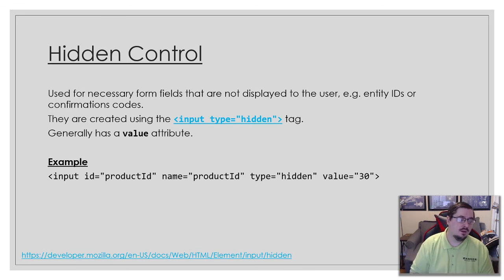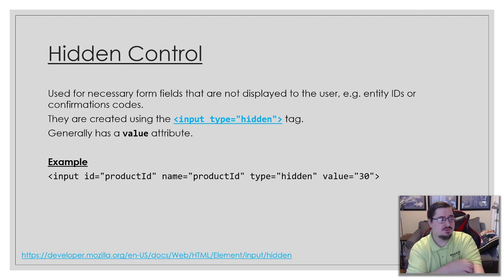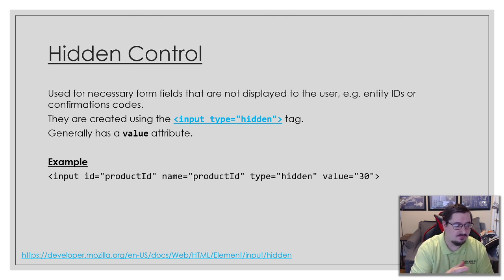Okay. Another really common input type that we'll use are hidden inputs. A lot of times there's values that we need to send the server with our form, but we don't want the user to see. We don't want the user to enter them. We want them to just be hidden as part of the form. So a lot of times those are things like entity IDs, the ID of a thing in our database, or they might be things like confirmation codes.